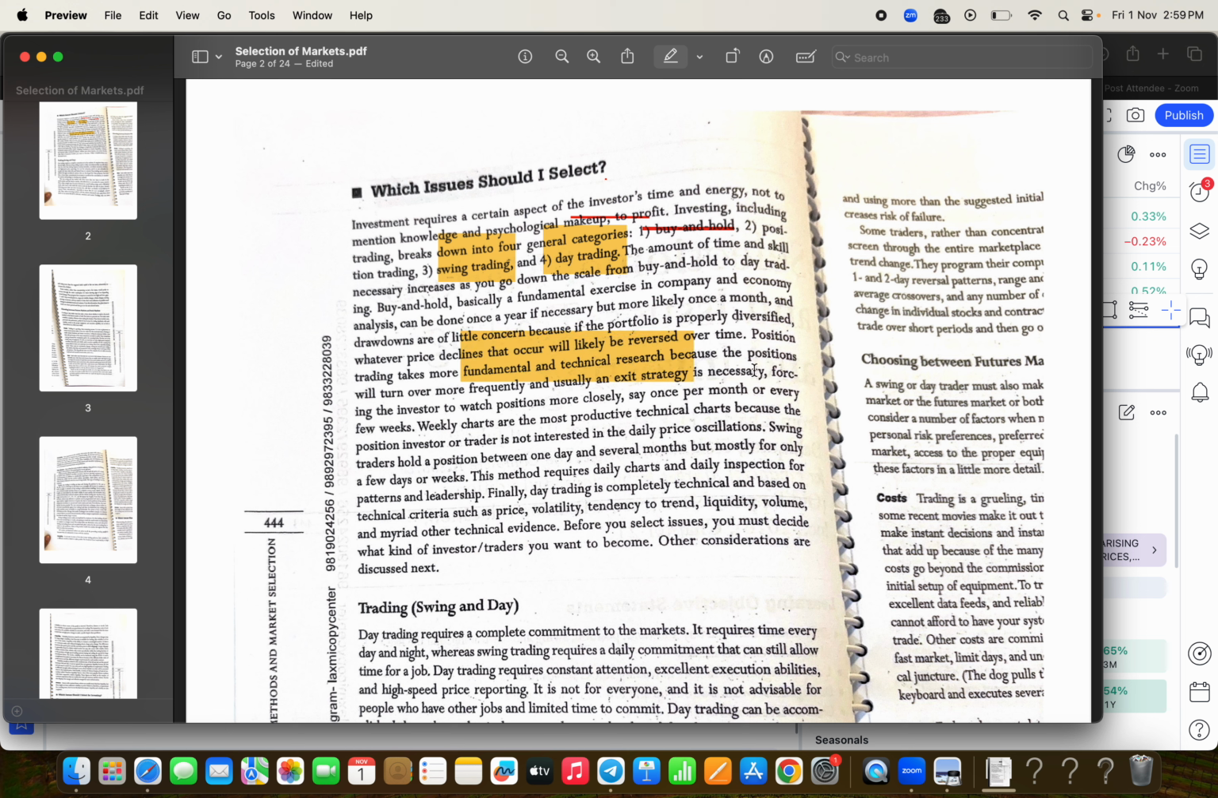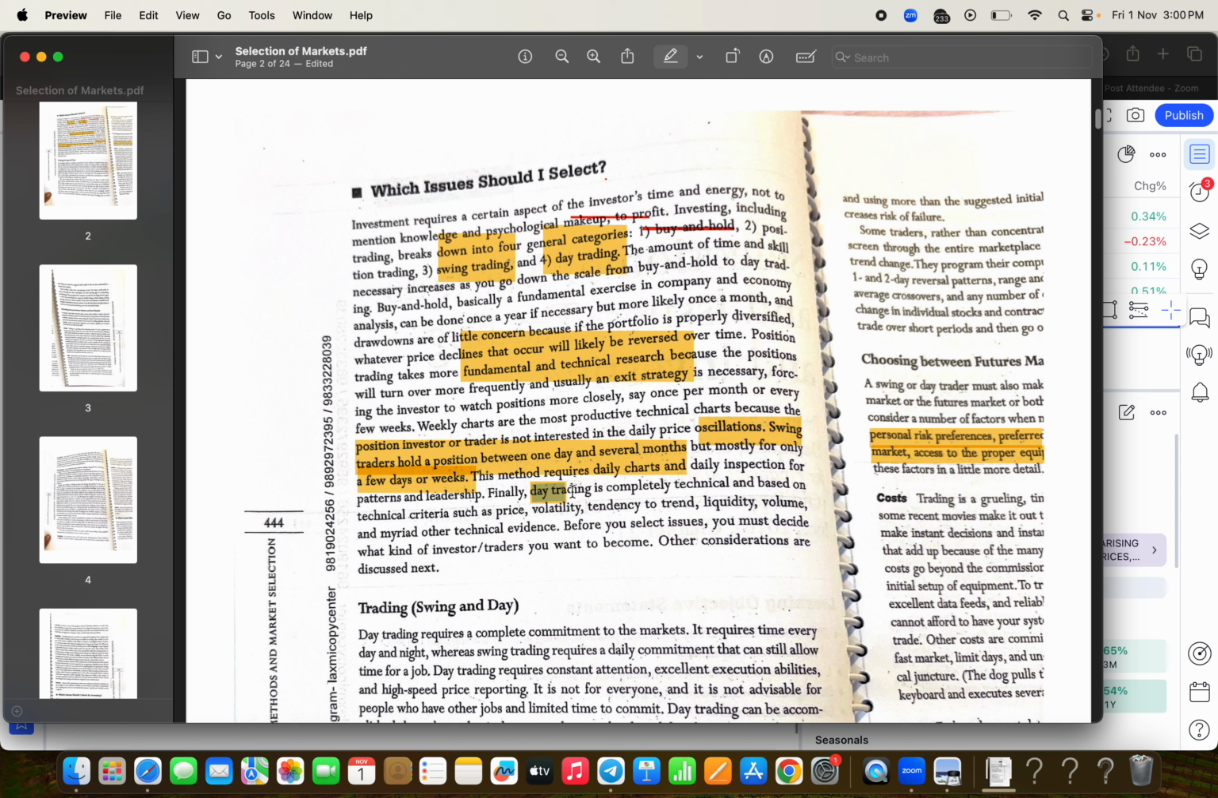An exit strategy is necessary, forcing the investor to watch positions more closely, say once per month or every few weeks. Weekly charts are the most productive technical charts because the position investor or trader is not interested in the daily price oscillations. Swing traders hold a position between one day to several months, but most likely only for a few days or a week. We all know what swing trading is. This method requires daily charts and daily inspections of patterns and leadership.